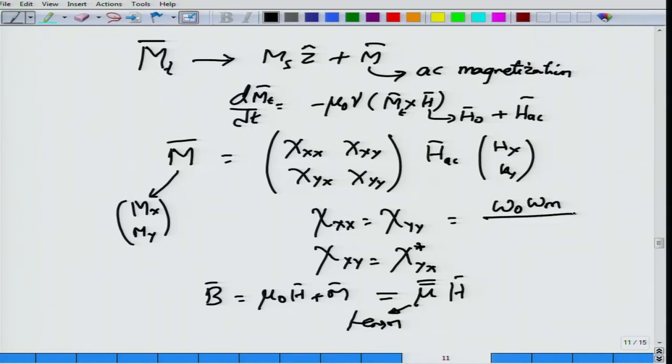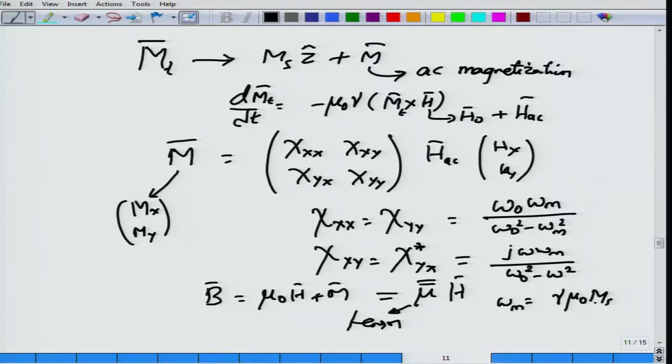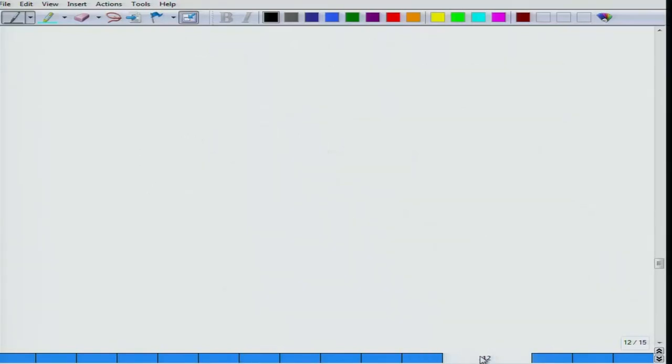We will not look at that solution at this point, but when you solve it, you will see that it is actually very easy. So you will have omega 0 omega m by omega 0 square minus omega m square. This is again for the off diagonal elements. This is given by j omega omega m. Omega is the applied frequency and omega 0 is the precession frequency. Omega m is equal to gamma mu 0 Ms, which is the saturation frequency. So you can solve and find out this relationship, with the overall effect that mu has now become a tensor.